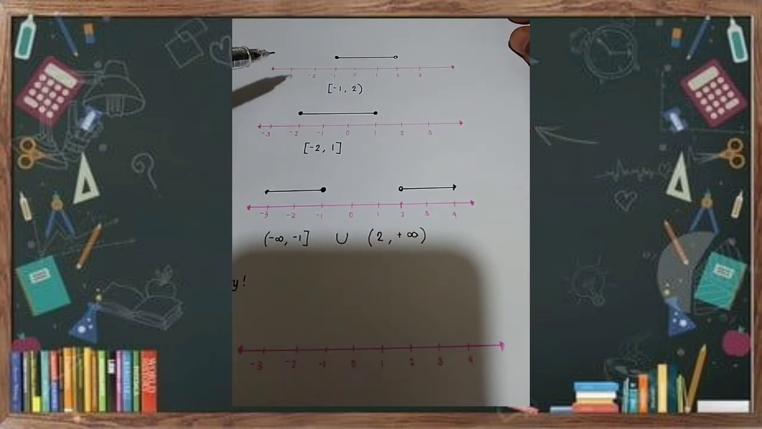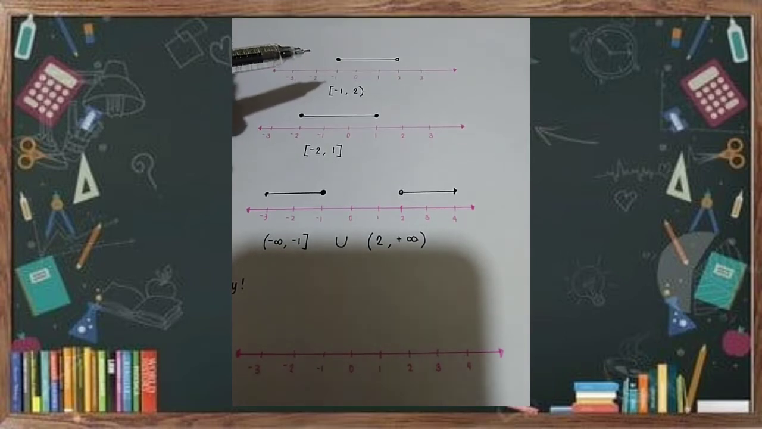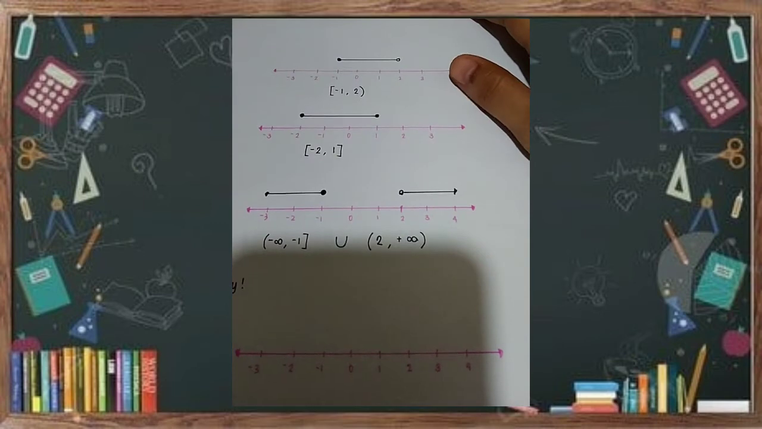And next example, parehas silang may shaded. Therefore, it is a closed interval from -2 to +1. So, ibig sabihin, kasali yung -2 at +1 sa ating solutions into inequalities. Okay? And next, yan.